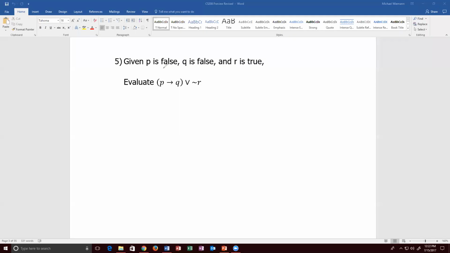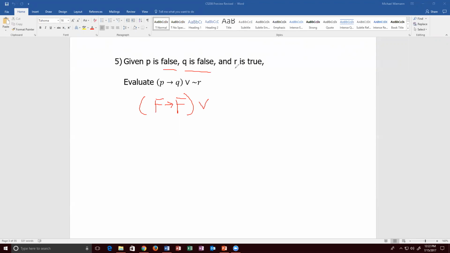Problem number five, P is false, Q is false, R is true. Evaluate this expression here. So first thing I want to do is P was given as false. I'm going to make that false. Implies Q is false.